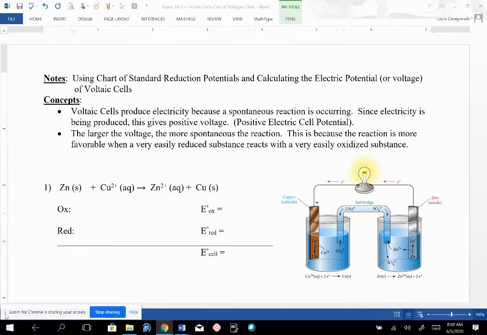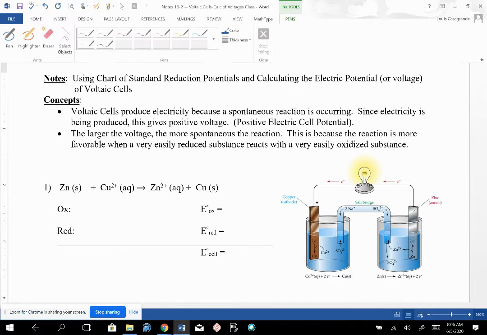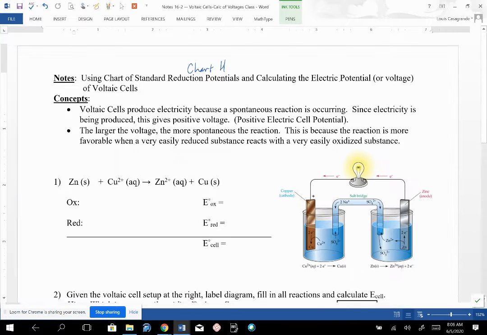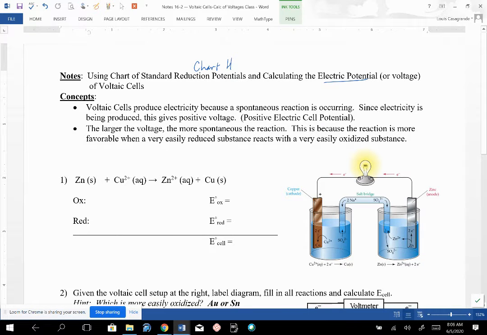Hello, and welcome to our next lesson in electrochemistry, in which we're going to learn how to use the standard reduction potentials chart, which is chart H in your reference pack, to calculate the electrical potential or voltage of a cell. This electrical potential is sometimes called the EMF, or electromotive force. And this is another way of looking at the spontaneity of electrochemical reactions.